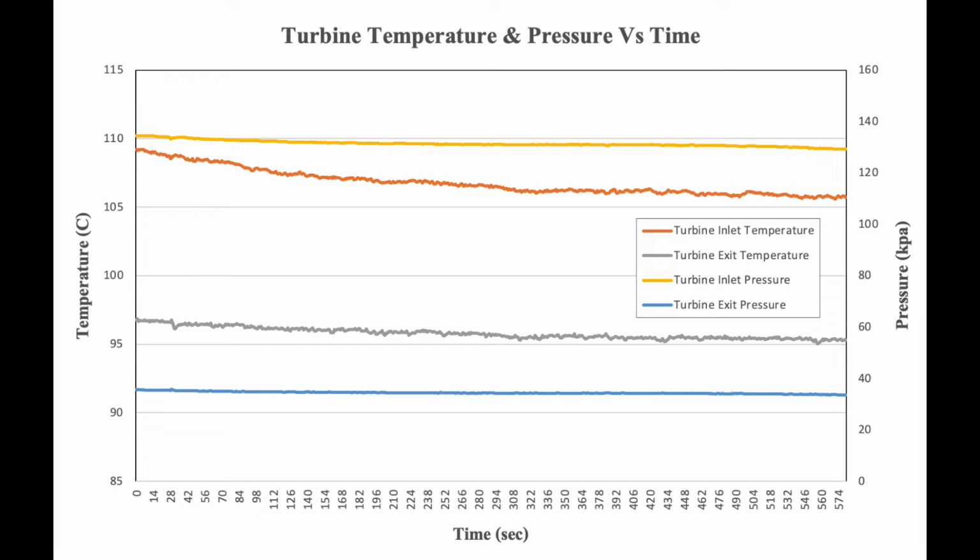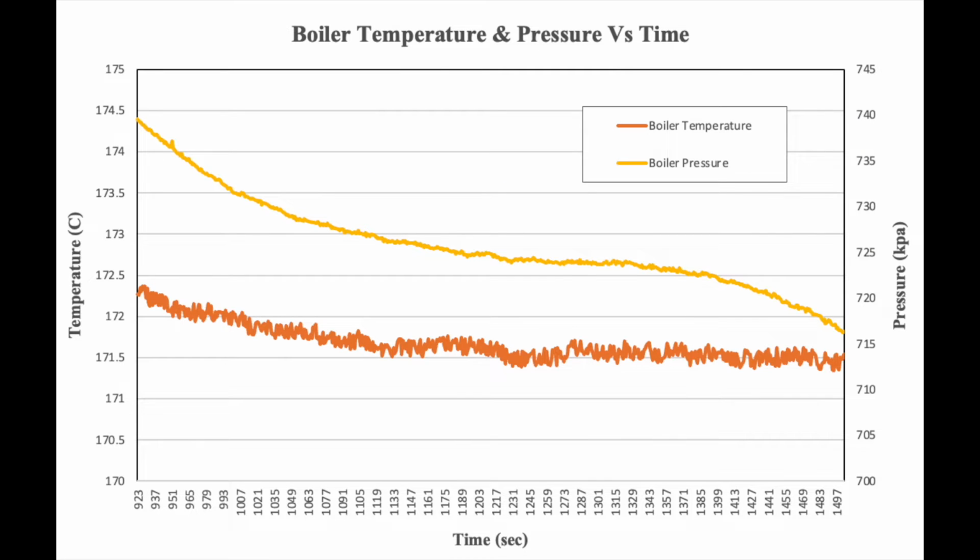Pressure also reads a slight decrease, starting at 139 kPa to 127 kPa at the inlet, and a drop of about 100 kPa as the steam travels through the turbine, bringing it down to about 39 to 33 kPa at the outlet. The boiler temperature has a little flutter over time, but tends to actually drop roughly 1 degree from 172.4 to 171.4 degrees Celsius. Pressure shows more change as it decreases from 737 kPa to 716 kPa.